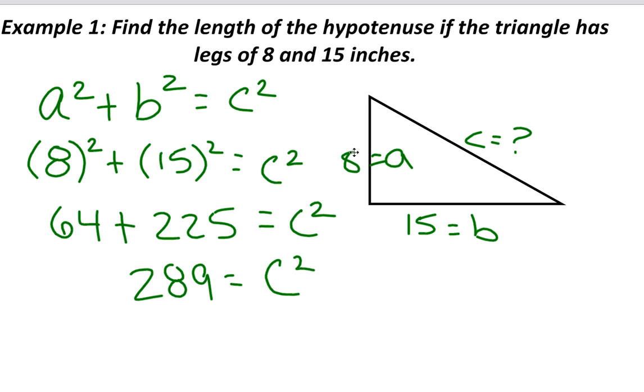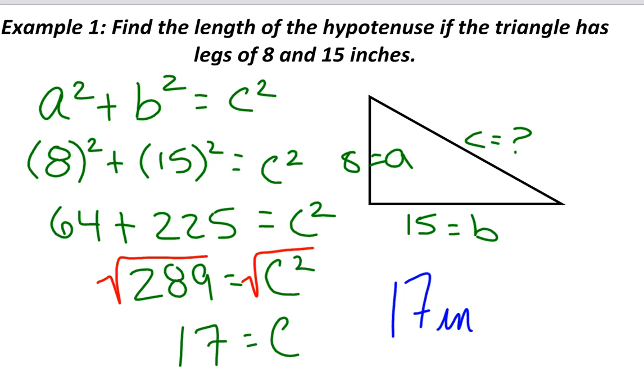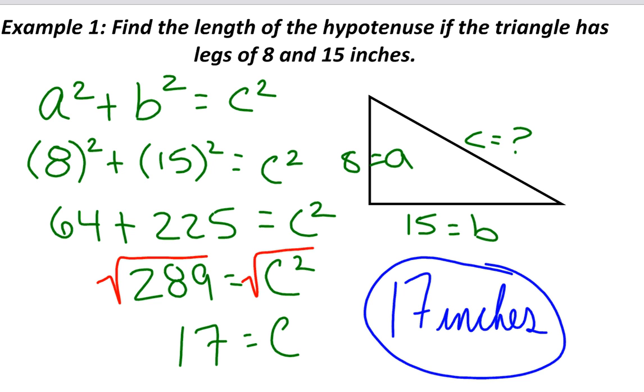We get rid of the square. The opposite operation of a square is the square root. And when you take the square root, technically you get two answers, a positive and a negative 17. However, we're talking about a distance of 17 inches, which is not possible ever to be negative. So these values, 8, 15, and 17, are also a Pythagorean triple, because they are whole number values that satisfy the Pythagorean theorem.